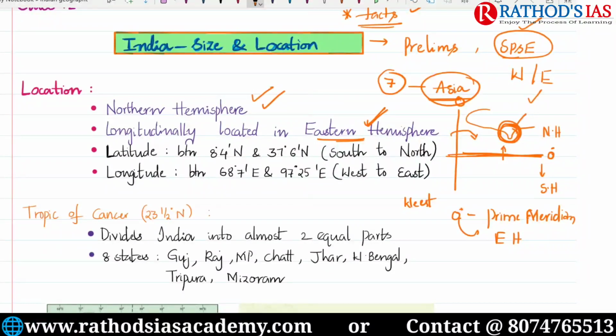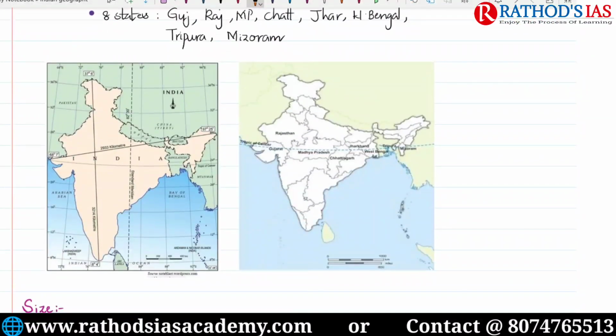Now the latitudinal extent and longitudinal extent. Latitudes are seen from south to north: here we have 8 degrees 4 minutes north to 37 degrees 6 minutes north. I will be showing you the map, don't worry. The longitudinal extent is seen from west to east: India mainly lies between 68 degrees 7 minutes east to 97 degrees 25 minutes east. Now let us have a look at the map.